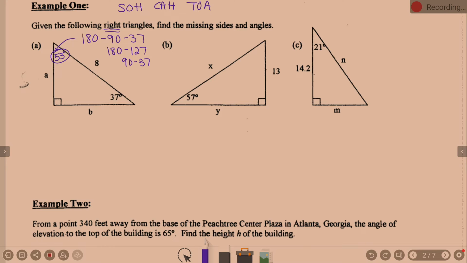Sine? Because our relationship for sine is opposite over hypotenuse, yes? So we can set up basically a very basic equation that we can use to find this. So the idea that we know 37 degrees, so I'm going to say the sine of 37 degrees is equal to opposite over hypotenuse. So it's equal to A over 8.